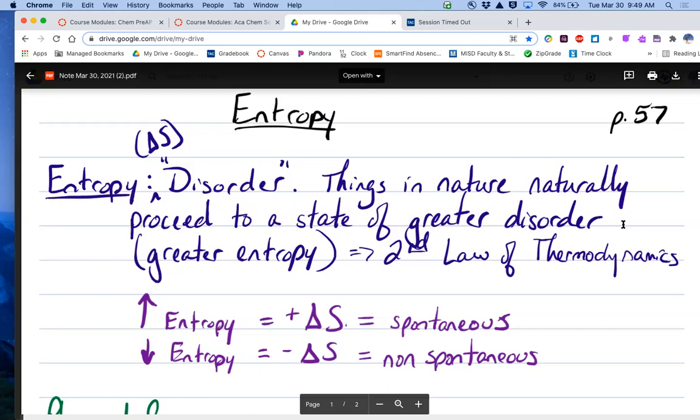A positive entropy means that you are going to greater disorder. That's spontaneous. That happens on its own. That's your room. A negative entropy is non-spontaneous. That is you cleaning your room. Non-spontaneous, it requires effort.